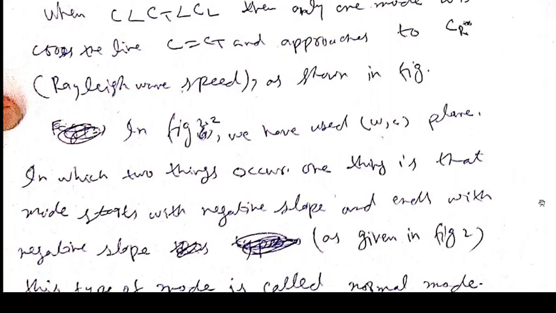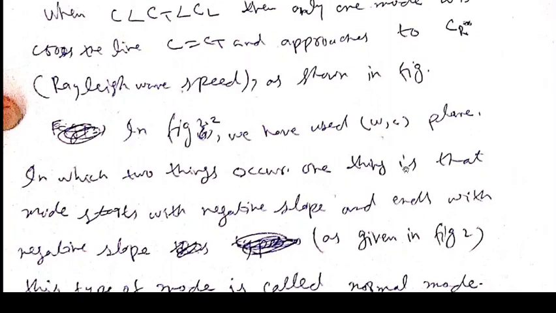Let's go to figure 2.2. In figure 2.2 we have used the omega-c plane. What does this mean? On the x-axis we have frequency, and along the y-axis we have phase velocity. We will plot c as a function of omega, frequency. In figure 2.1 we plotted c as a function of k. Here we will plot c as a function of omega.